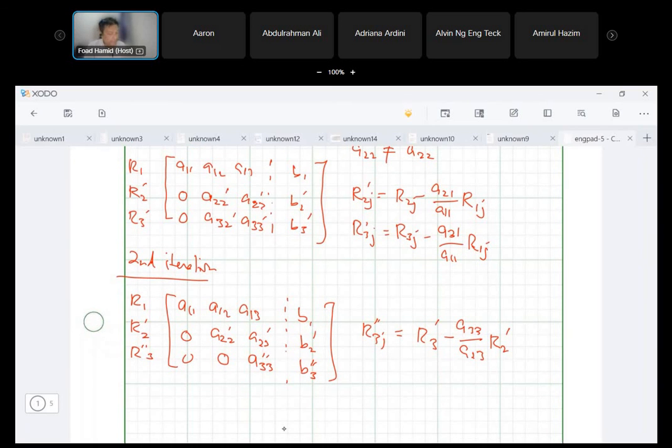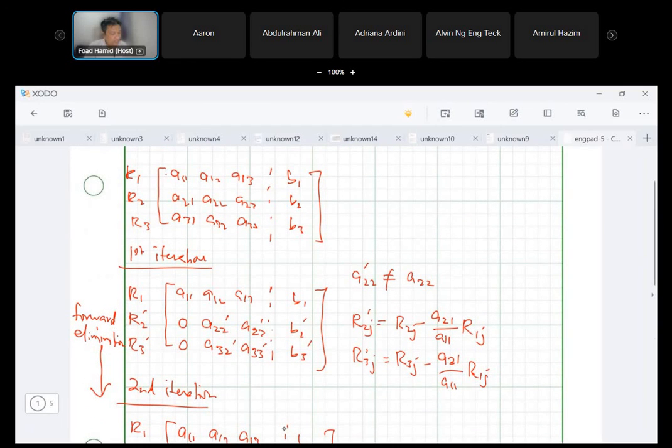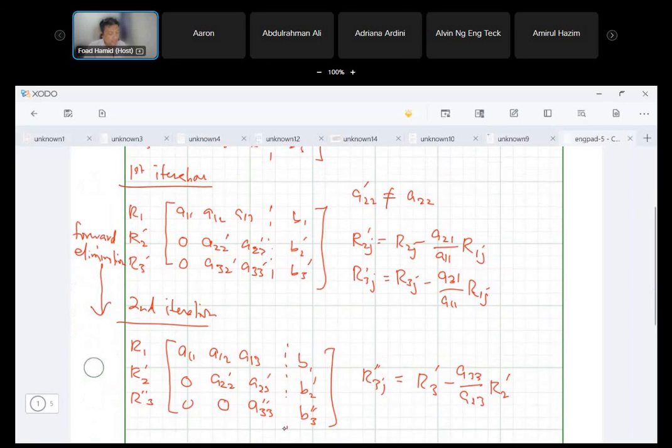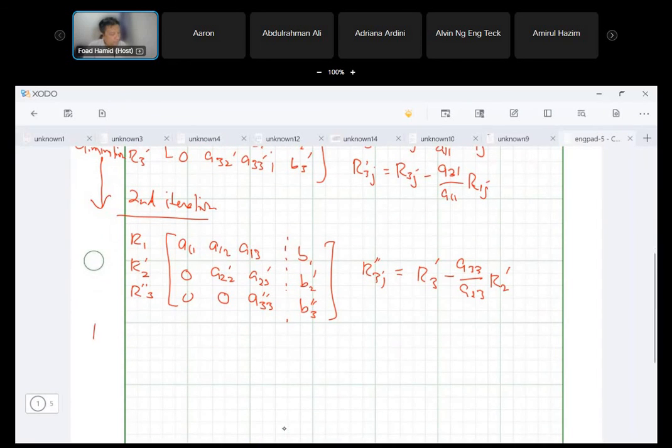So this is what we call forward elimination. So this is going this way. What we are doing, we are just eliminating all the entries we do not want here. Because we want to make the coefficient matrix triangular, or upper triangular. So we eliminate these three numbers. Now, the next process is what we call back substitution.